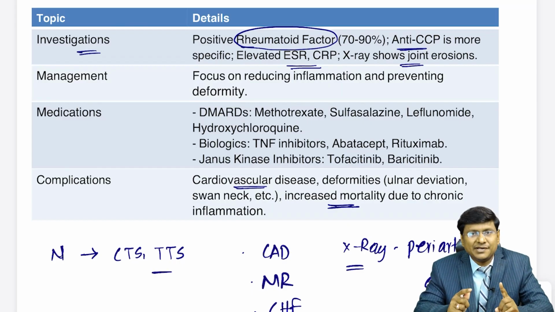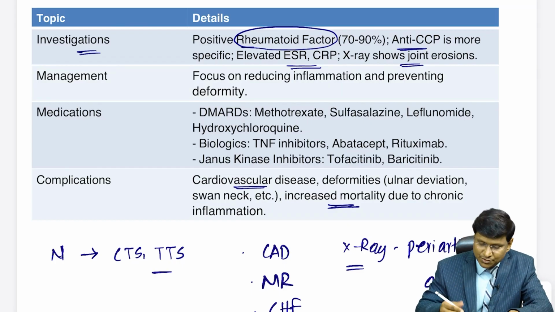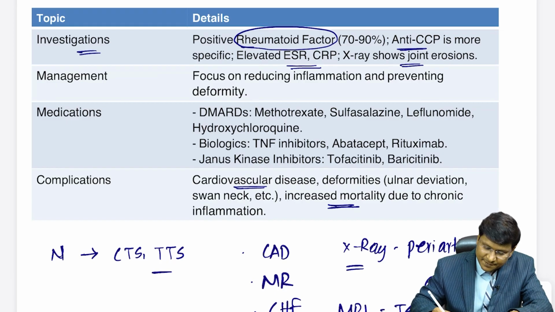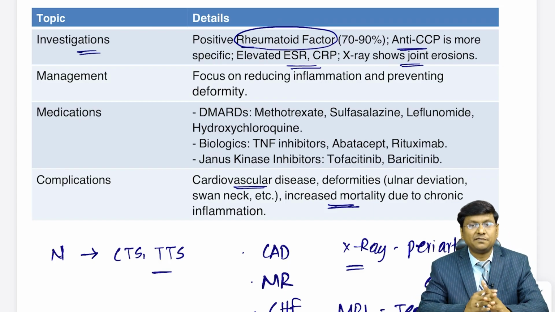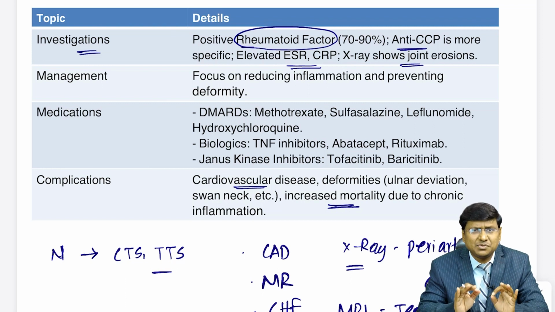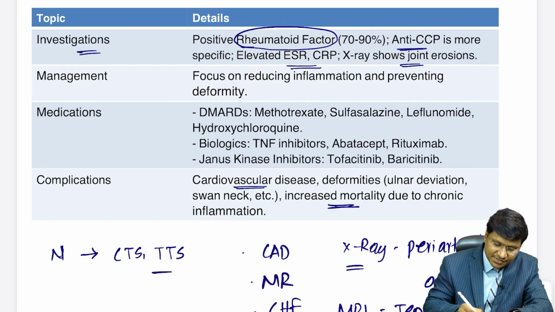And next important is the MRI. What the MRI will show you in these patients with rheumatoid arthritis is that there is presence of tenosynovitis, and tenosynovitis is a very, very important feature in patients with rheumatoid arthritis.